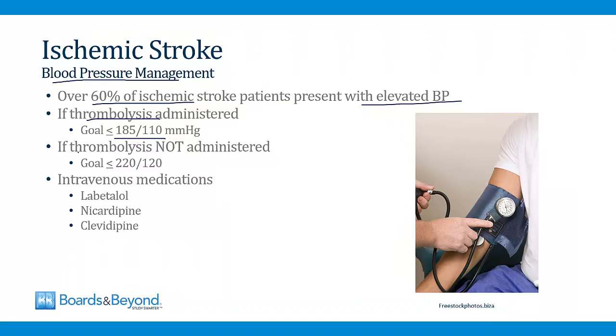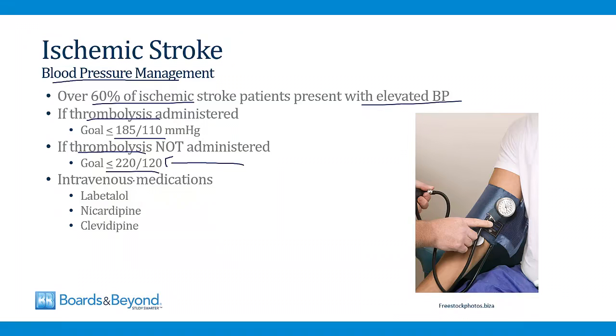If you're not going to administer thrombolysis, the goal is different. The goal is less than 220 over 120. This is called permissive hypertension, and let's talk about why that's the case. It turns out there are collaterals that can supply blood to ischemic areas of your brain, and those collaterals benefit from a higher blood pressure. So for this reason, if patients are not going to get thrombolytics, you can allow permissive hypertension and allow the blood pressure to get as high as 220 over 120.